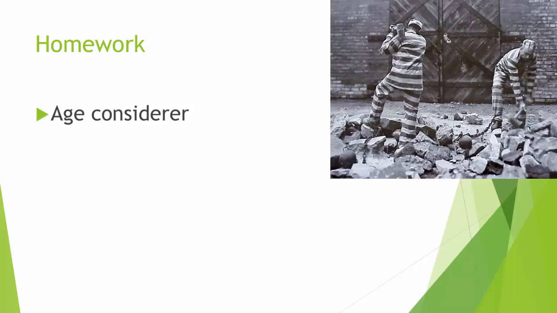For your homework, you're going to implement an age considerer that uses the serial monitor to find out the user's age and then decide what to say to them based on their age. Don't be too mean.